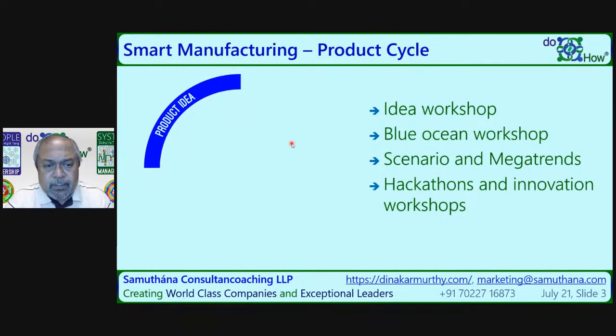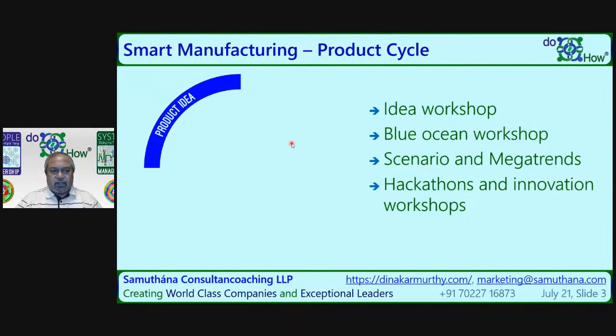Yesterday I spoke about the product cycle, which comprises idea workshops, which I have done quite a few of in Germany especially, for finding out new generations for existing products. Blue Ocean workshops, done quite a few with my clients as a consultant and a coach. Scenario and mega trends, which I used to do when I was trying to understand whether a particular technology developed in Bosch would make sense for us to invest in, develop further, launch and later use as a product for manufacturing, because we had a lot of research activity going on in our corporate research department.